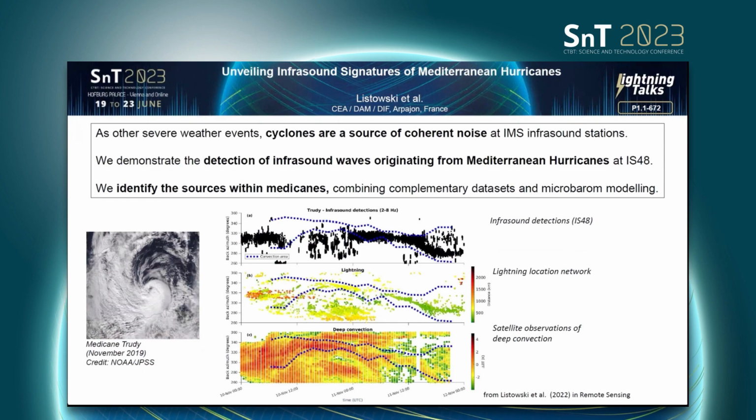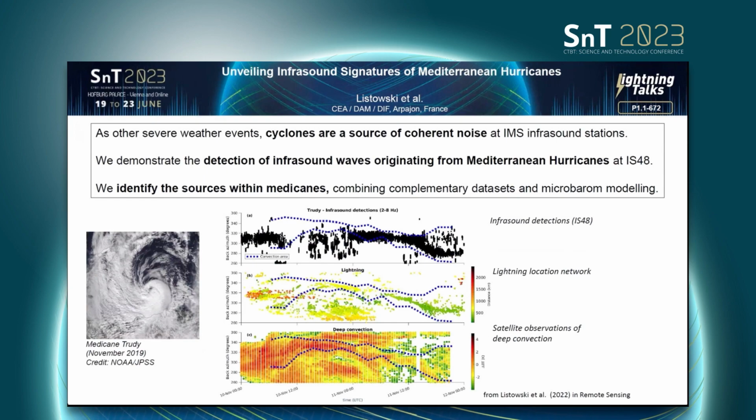Here we are interested in understanding how cyclones may be a source of coherent noise in infrasound stations. We've been using the expertise of the Laboratoire de Météorologie Dynamique, who documented Mediterranean hurricanes. With this study we try to explain which of those are detected and which of those are not detected. Interestingly, we use other data sets to compare with the infrasound detections, namely a lightning detection network, the Vaisala network, and satellite observations documenting deep convection. So I'm happy to discuss with you about this poster later.